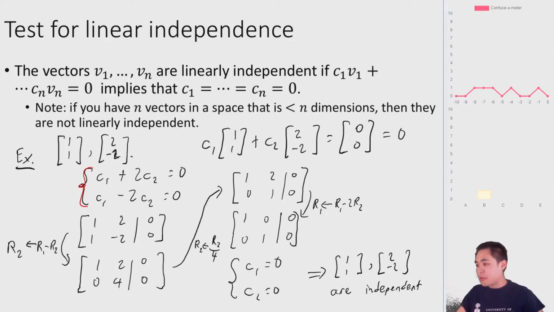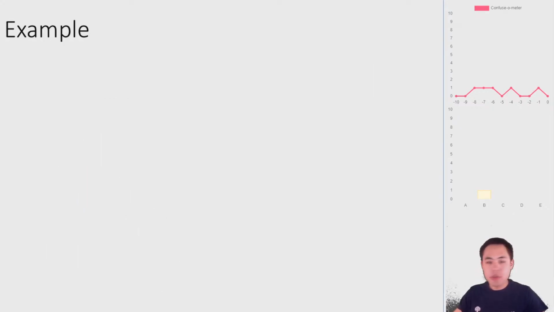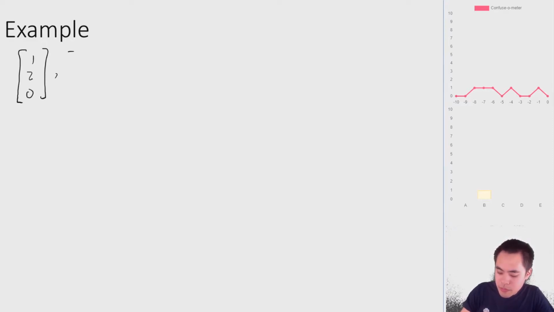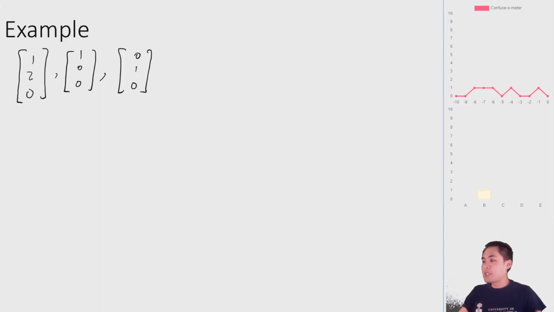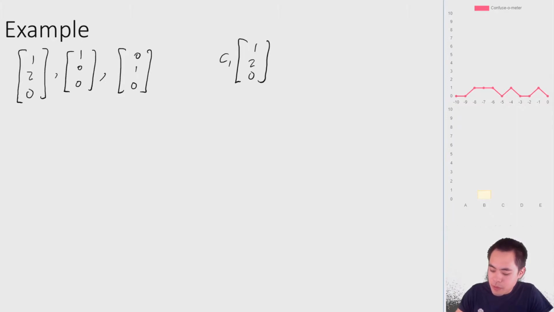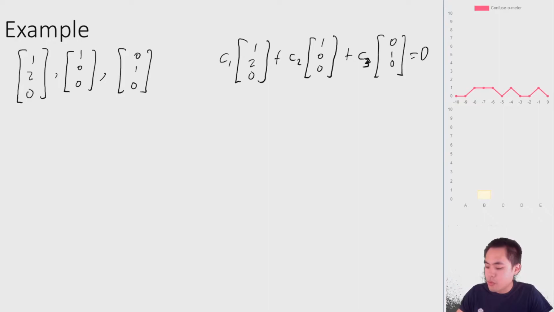So let's see another example of this. Let me give you an example with 3 vectors here. Let's say I have (1, 2, 0), (1, 0, 0), and (0, 1, 0). We want to ask, are these linearly independent? Well, what we do is we set c1 times (1, 2, 0) plus c2 times (1, 0, 0) plus c3 times (0, 1, 0), and we want this to be equal to 0, where 0 here is the 0 vector.